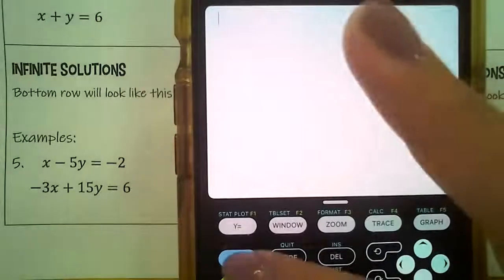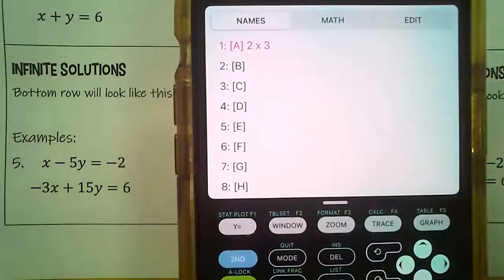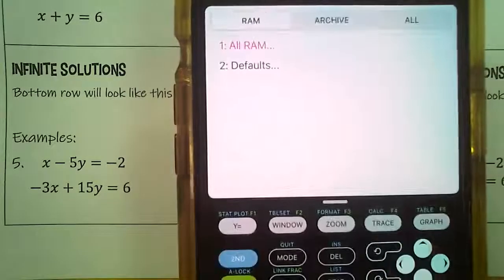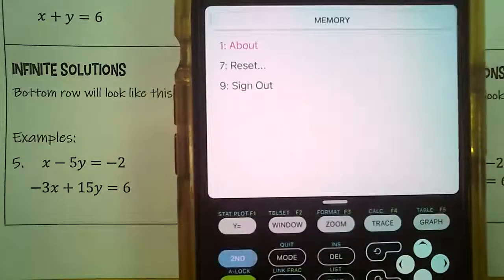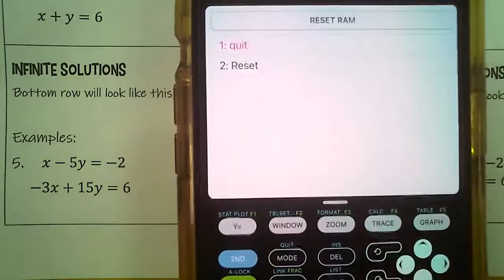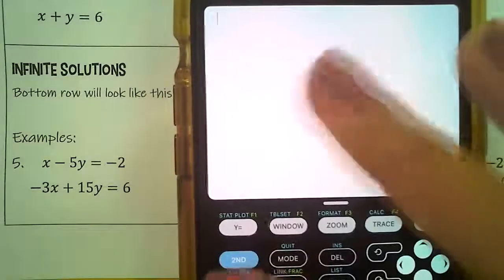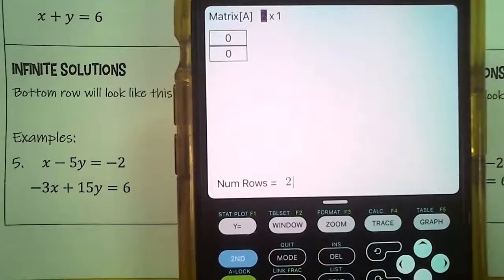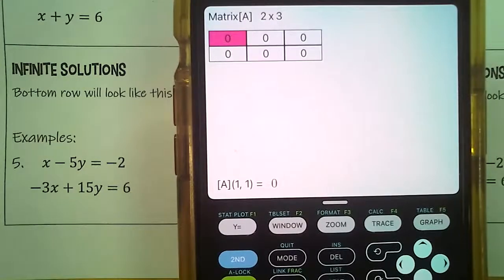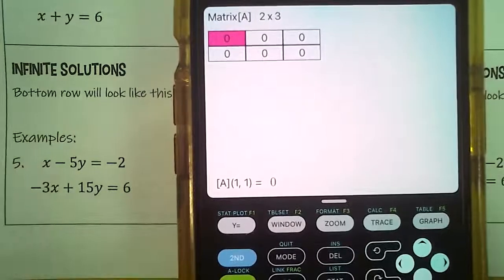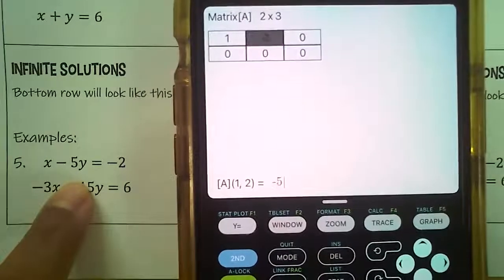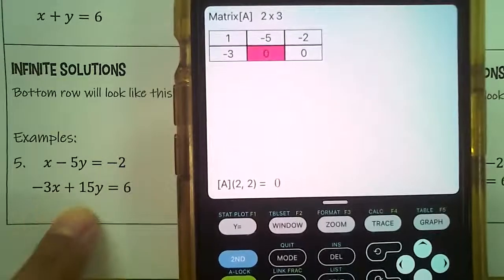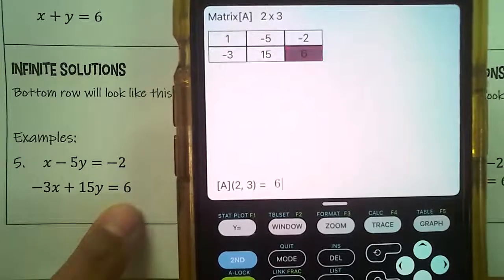So second matrix, still the same. You go to edit and you want to change that to 2 by 3. So 2 enter, 3 enter. Now you want to put a 1 for that one. -5, -2, -3, 15, and 6.